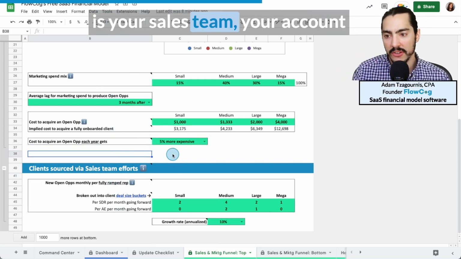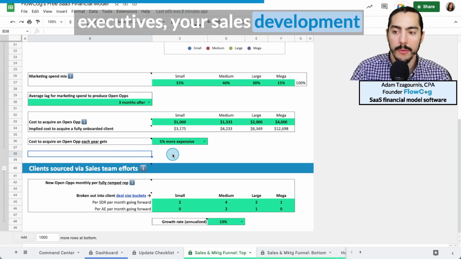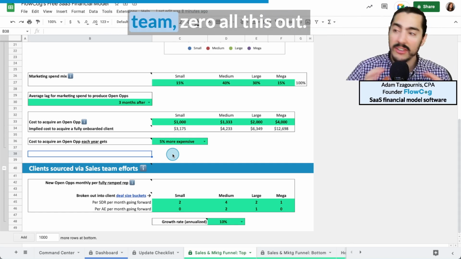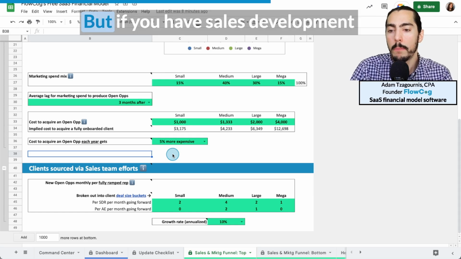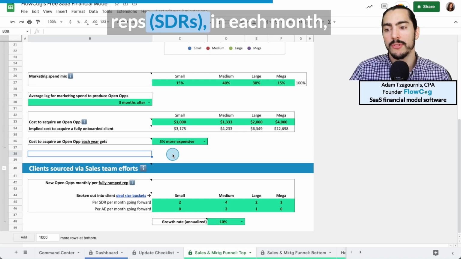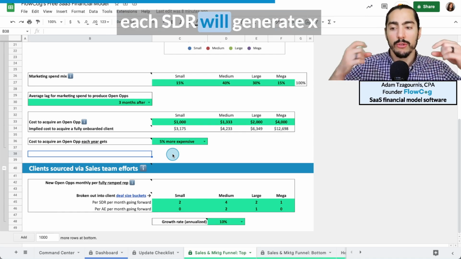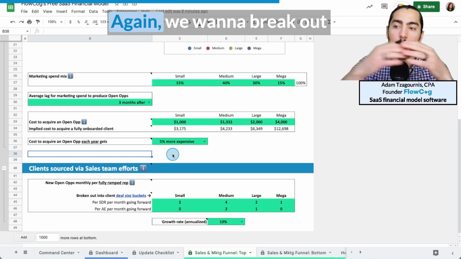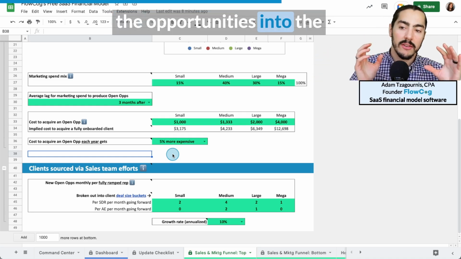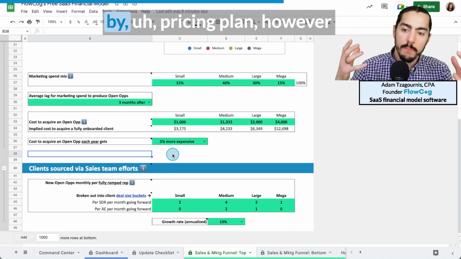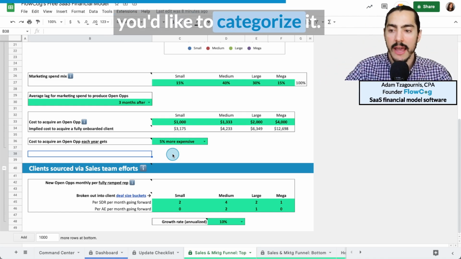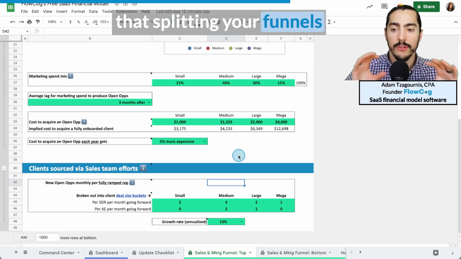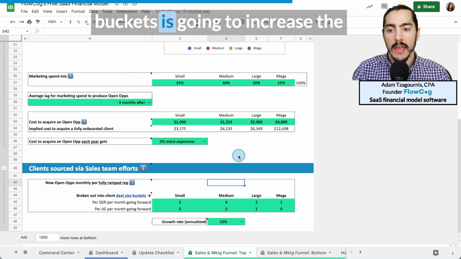Now we're talking strictly outbound sales efforts. How good is your sales team, your account executives, your sales development reps at generating those open opportunities each month? If you don't have a sales team, zero all of this out. But if you have sales development reps, in each month, each SDR will generate X number of open opportunities within each of the deal size buckets. Again, we want to break out the opportunities into the separate market segments by pricing plan, however you'd like to categorize it.